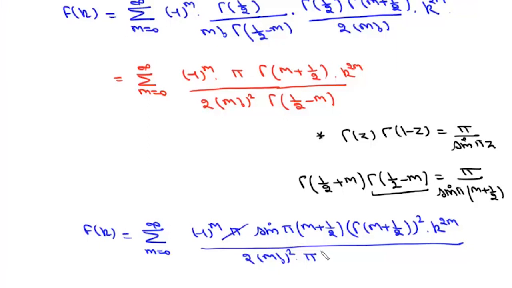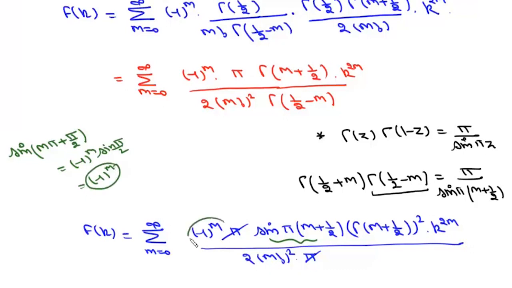Now this pi and pi will cancel. Now if we look at this sine (m pi plus pi by 2), it will be minus 1 to the power m into sine pi by 2, and sine pi by 2 is 1. So it will be this minus 1 to the power m. Now minus 1 to the power m into minus 1 to the power m will be minus 1 to the power 2m. Basically, it will be simply 1.